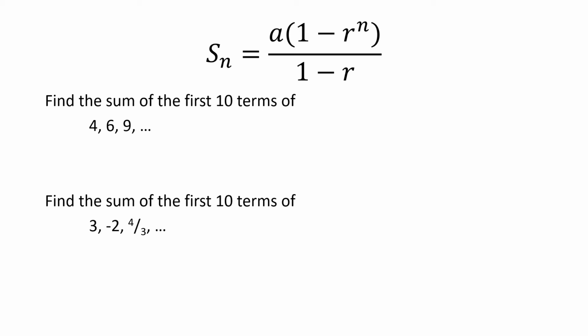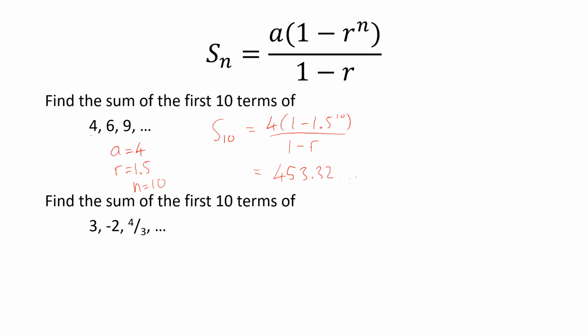So for our first sequence, we go 4, 6, 9. That means a is equal to 4, r is equal to 1.5, that's 6 divided by 4, and our number of terms is 10. So we're trying to find the sum of the series, so we want S10. That's going to be 4 lots of 1 minus 1.5 to the 10 over 1 minus r. And if we plug that in, we'll get that the sum of the first 10 terms here is 453.32, and it goes on for quite a while.